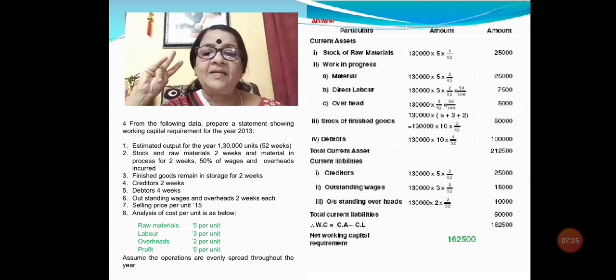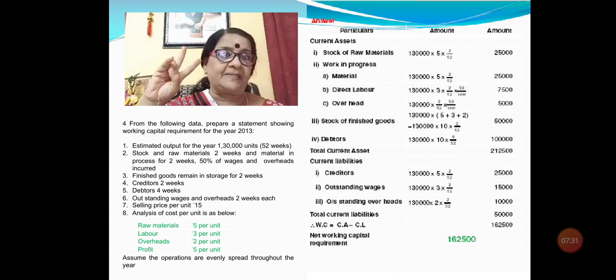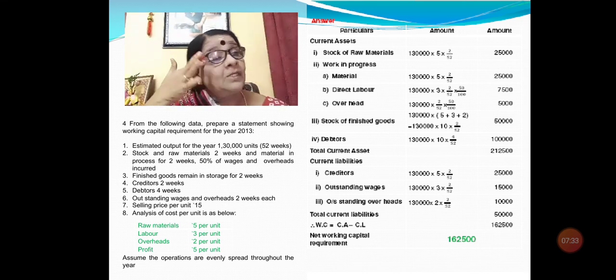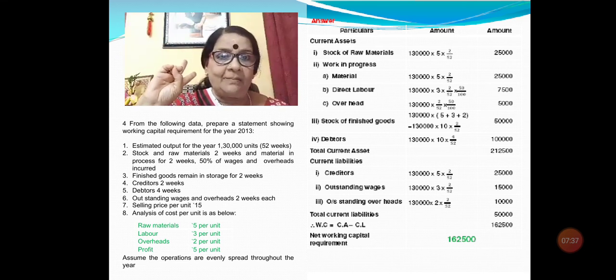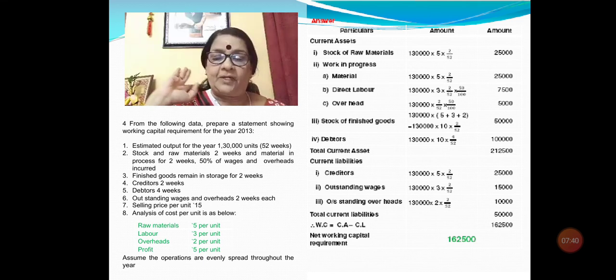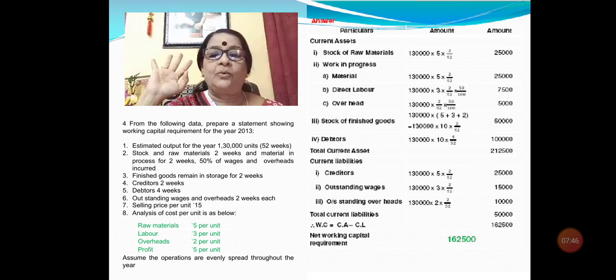Current liabilities: it is creditors. Creditors is 2 weeks. Creditors are always calculated on purchases, purchase of material. So 1,30,000 into 5, that is the total purchase cost, into 2 by 52. So that is also over.